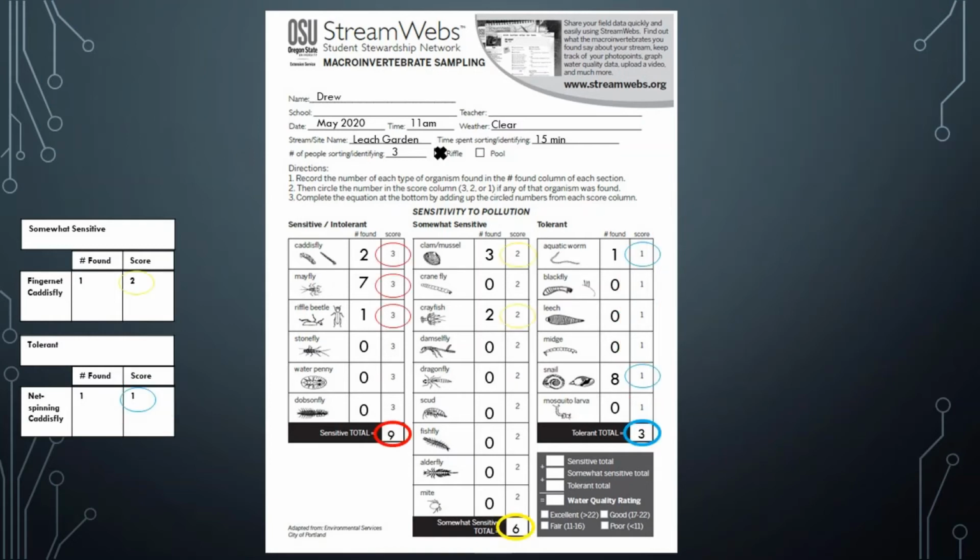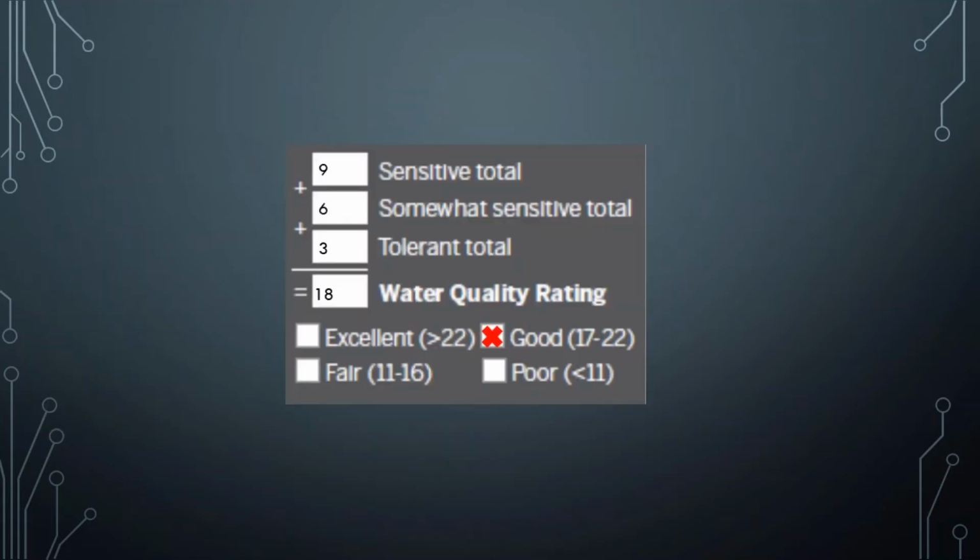So if I found one of the organisms listed in a category, I circled the score next to it. I then added all of the numbers circled in each sensitivity category. So the sensitive category scored a 9, the somewhat sensitive category scored a 6, and the tolerant category scored a 3. On the bottom right is where we'll use these numbers to determine the health of the water. So when I added up those totals from each category, I get 18, which falls into the 17 to 22 category, which means that the health of this reach of Johnson Creek is good.